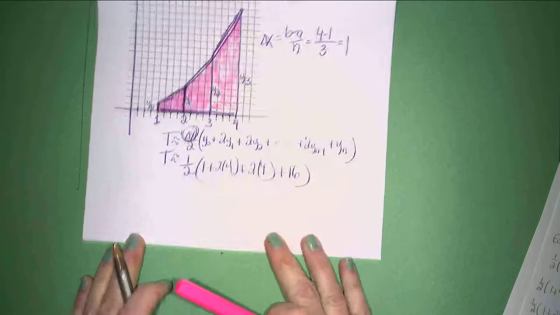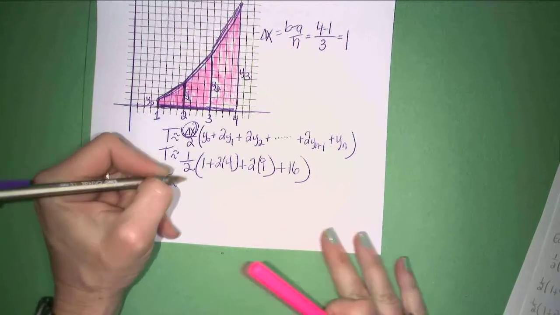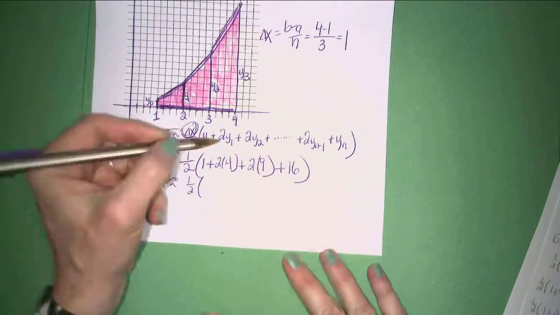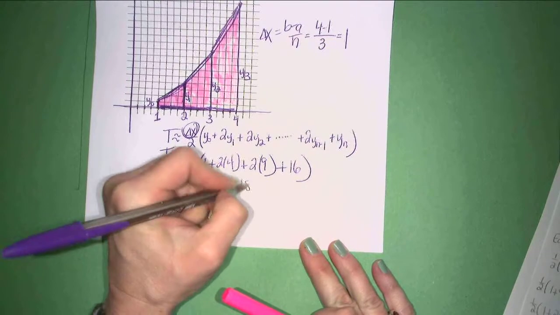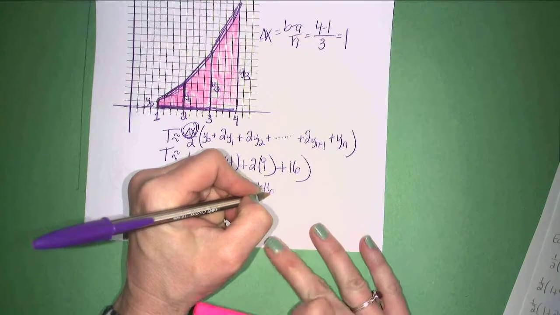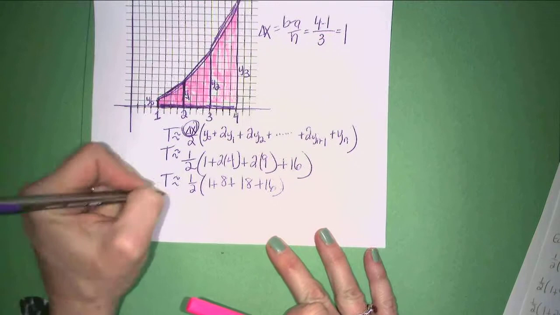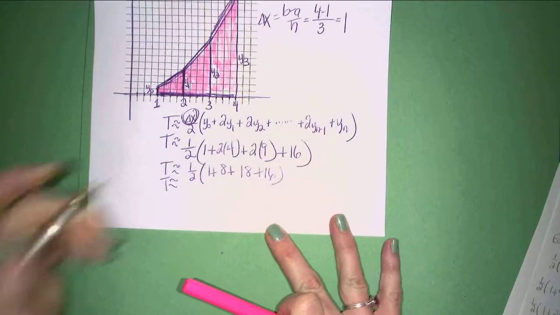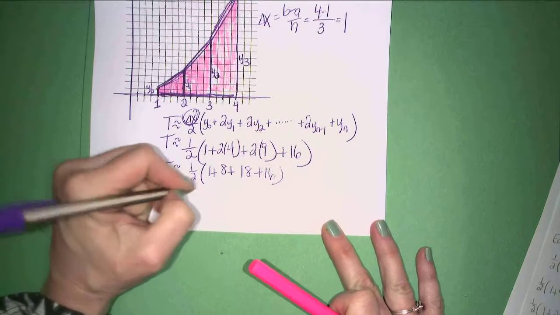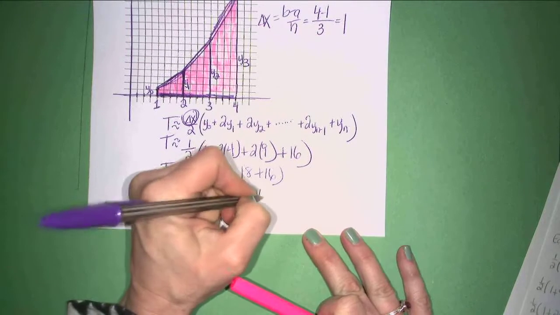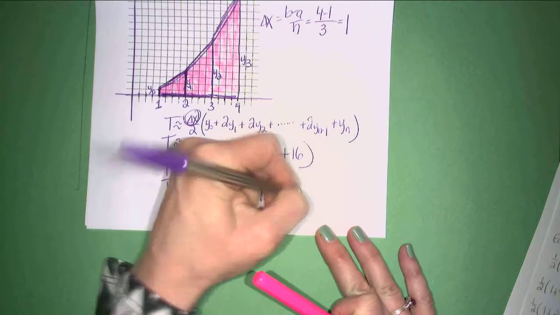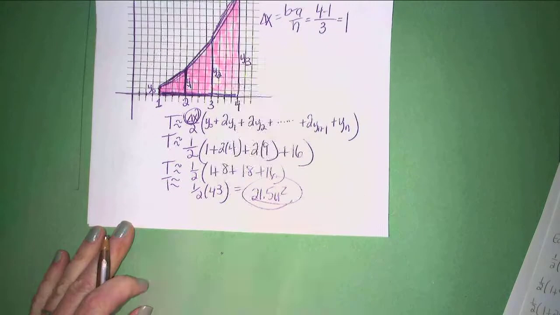Awesome. So, trapezoidal rule, 1/2 times, let's see, we've got 1 plus 8 plus 18 plus 16, which is 1/2 of 43, or 21.5 units squared. So this is the estimated area, pink here.